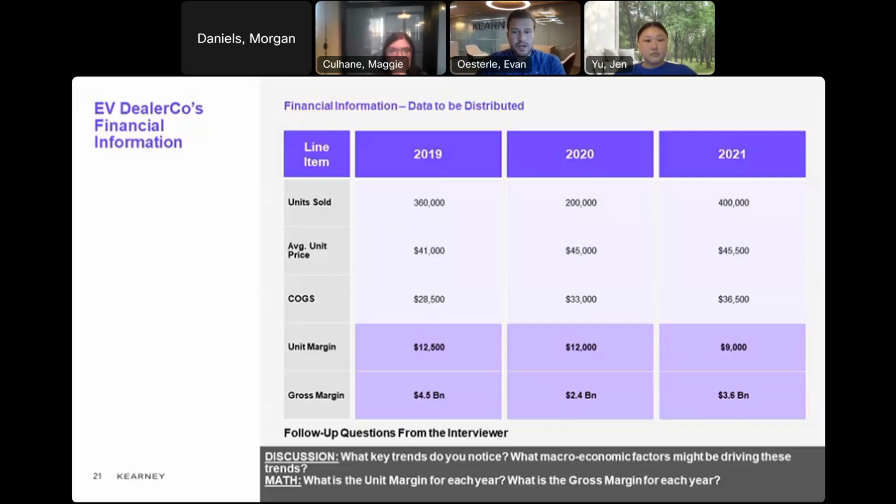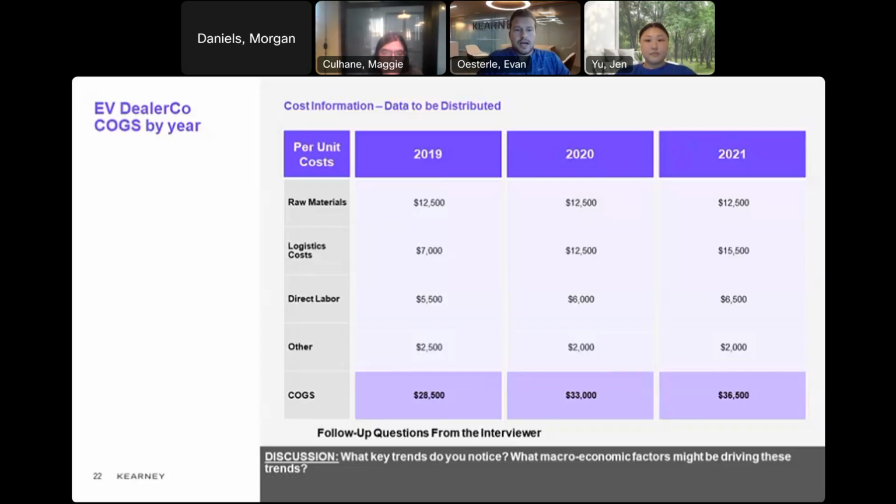I also noticed a significant increase in units sold. 2020 was probably low due to COVID. So we've seen a spike in units sold, but we've also seen a spike in COGS. So all these observations, conversing back and forth, sharing this with the interviewer. Jen, do you want to go ahead then to the next page? So, you might say, let's dig into costs a little bit more since I saw that those COGS were going up.